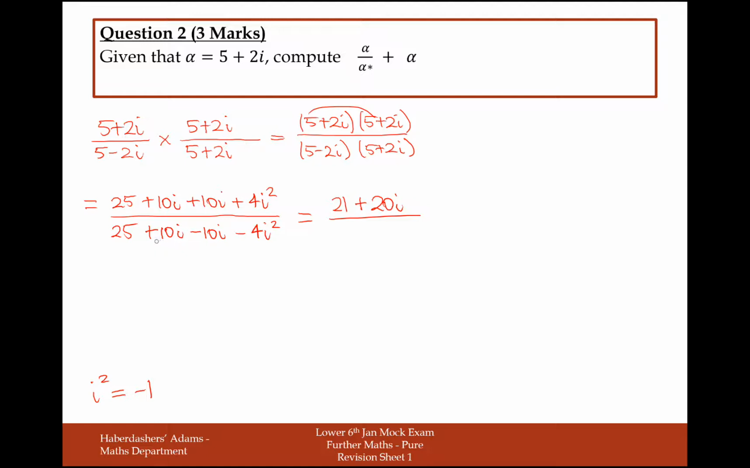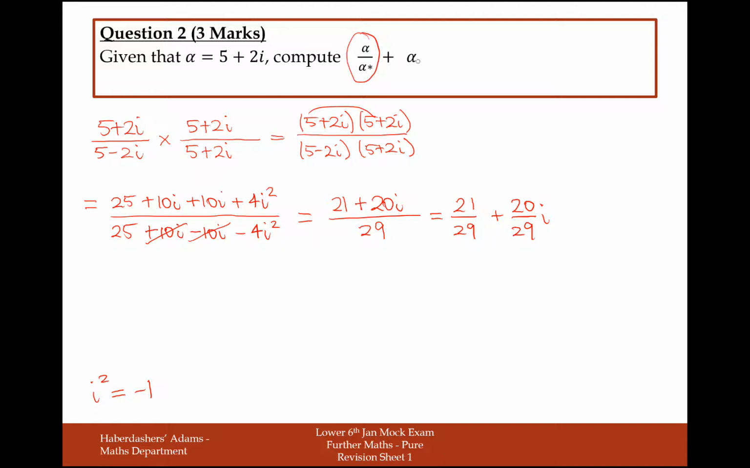And on the denominator, I can see that my 10i and my minus 10i cancel each other out, just as I expected. And here, a little bit more complicated, i squared being minus 1 needs to times by minus 4, so that's the double negative happening there, that will make positive 4. So 25 add 4 gives me 29 on my denominator, and I can also split this up, 21 over 29, add 20 over 29i. So that's the answer to the first bit.